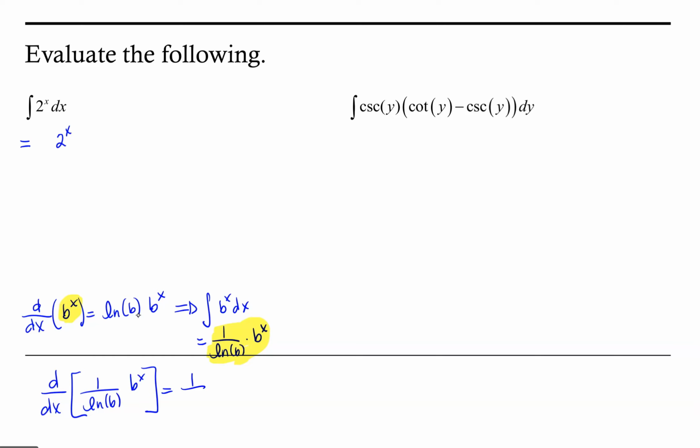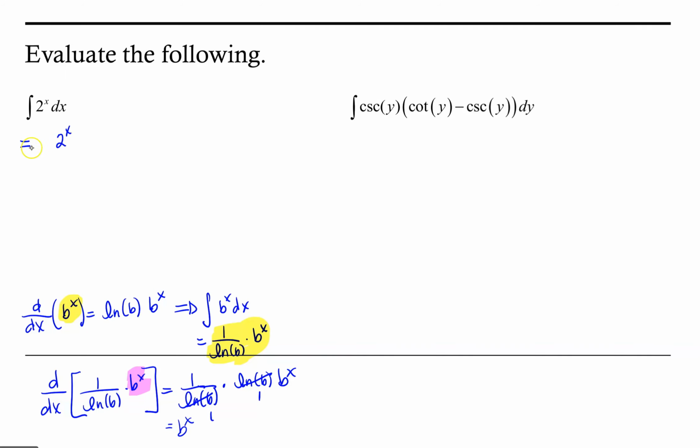And that's going to be 1 over the natural log of b. That's a constant. And then now we focus on taking the derivative of that b to the x. And that's going to be the natural log of b times b to the x. And we can see that this natural log of b will divide out, giving us a 1. And we end up with b to the x.